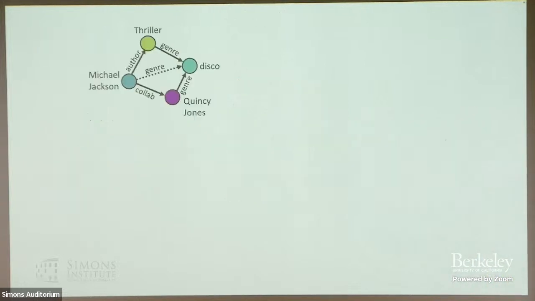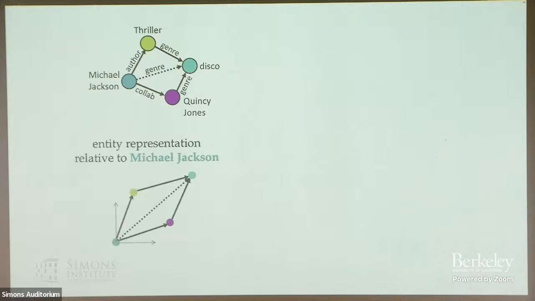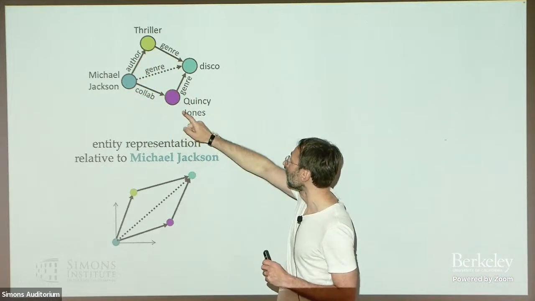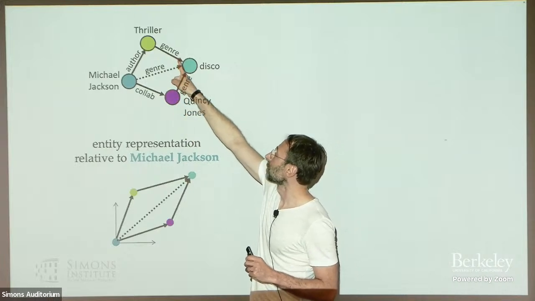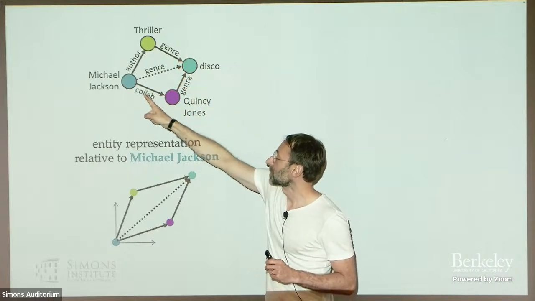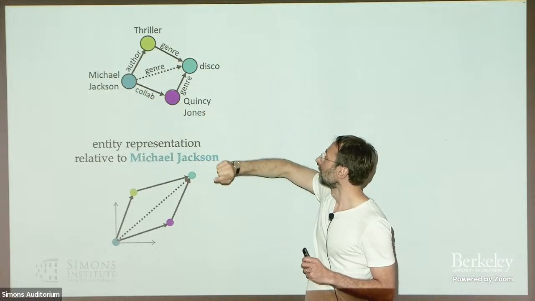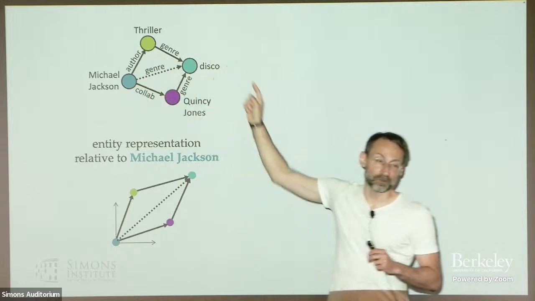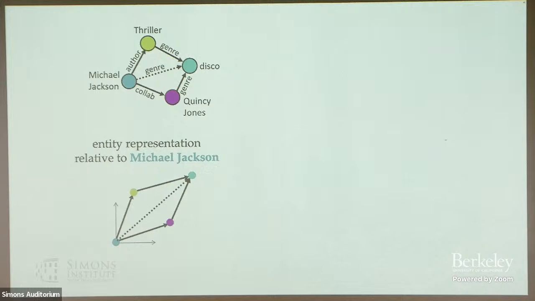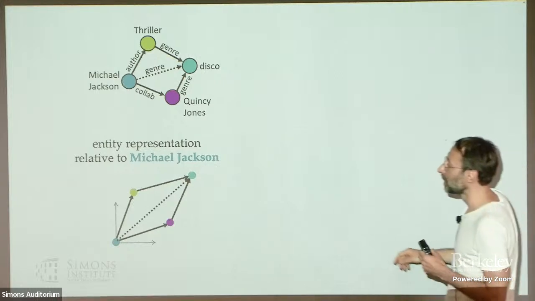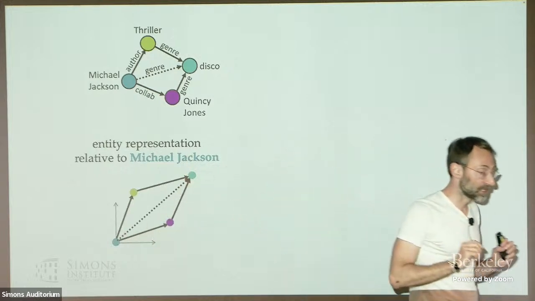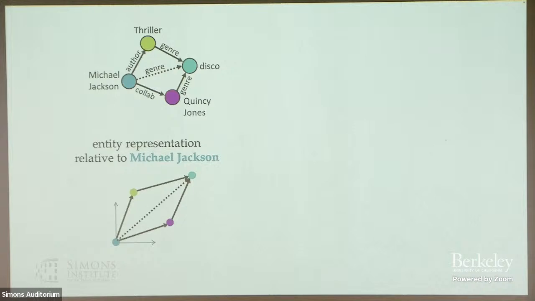So basically what it does is it creates entity representations that are relative. If I have this knowledge graph, with Michael Jackson, who authored a song called Thriller, and the song was of the genre disco, and Michael Jackson also collaborated with Quincy Jones, who also worked in this genre, then I can probably predict that Michael Jackson worked in the genre of disco, right? So the representation that I obtain here will be relative to the node Michael Jackson. It will not be an absolute representation. It will be a representation that is different for every node in the graph.